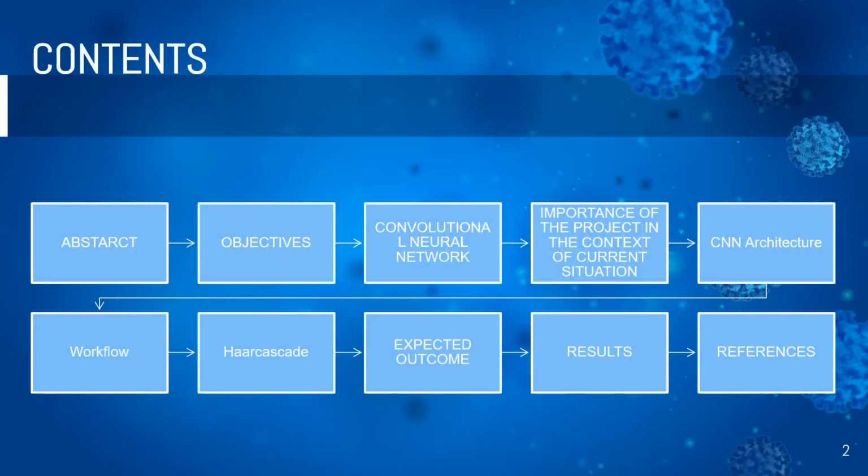These are the contents: abstract, objectives, convolution neural network, importance of the project in the context of the current situation, CNN architecture, workflow, hardware, expected outcome and results, and references.